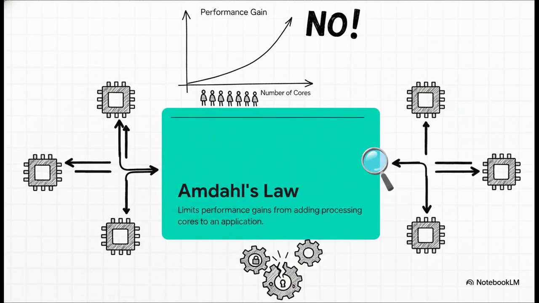This is a formula that identifies the absolute maximum performance gains you can achieve by just throwing more cores at a problem. The completely counterintuitive reality here is that virtually no application is 100% parallel. There's almost always a serial portion, a chunk of the code that absolutely must run in sequence, one step right after another. And that serial portion fundamentally bottlenecks your overall performance.